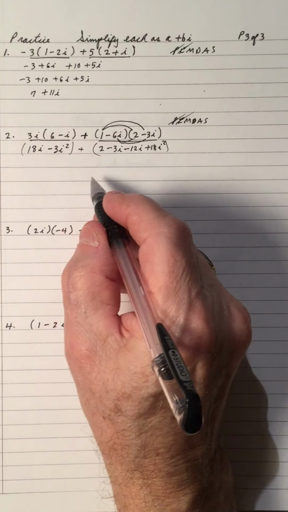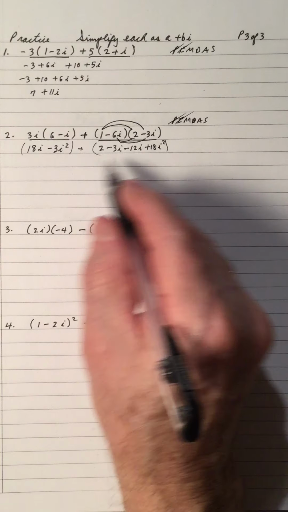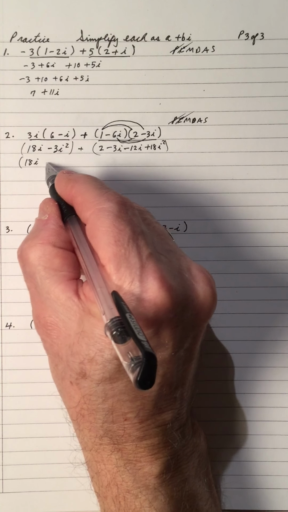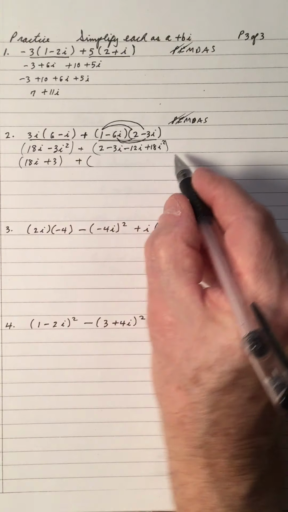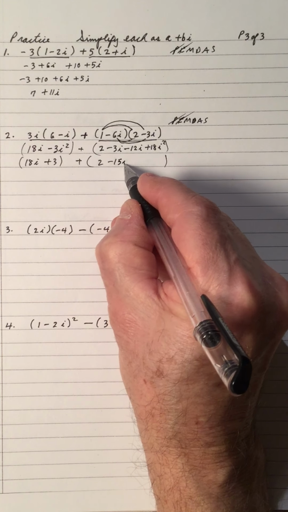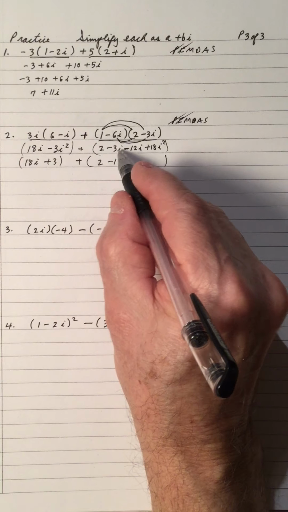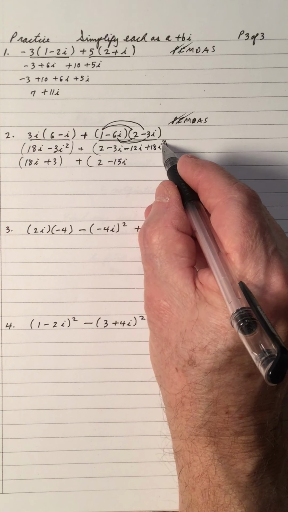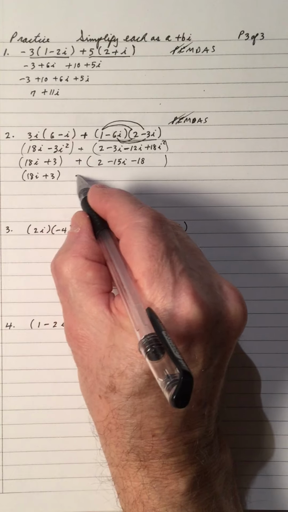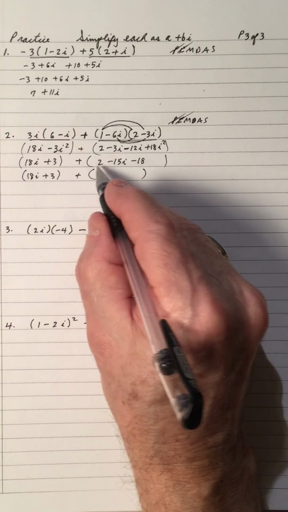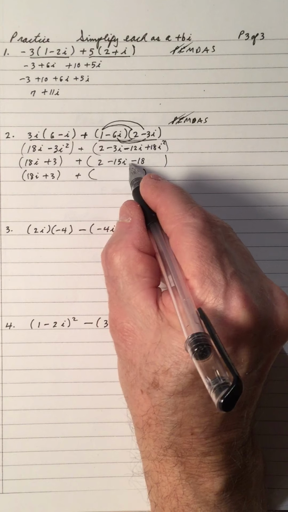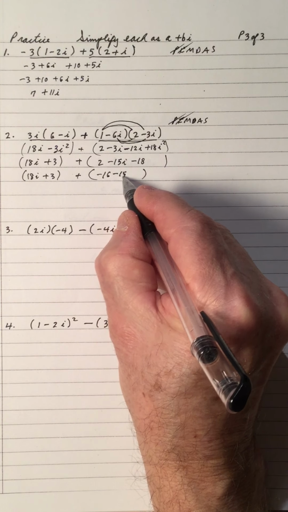18i squared. Now, we can simplify these inside the bracket. So this 18i, negative 3i squared is negative 1, so that's a plus 3. And we got a 2, negative 3i, negative 12i is negative 15i. We add the two of these together because they're like terms. And then 18 times i squared is negative 1, so that's negative 18. And remember, I have to simplify this, add the like terms together. So 2 minus 18 is negative 16, minus 15i.